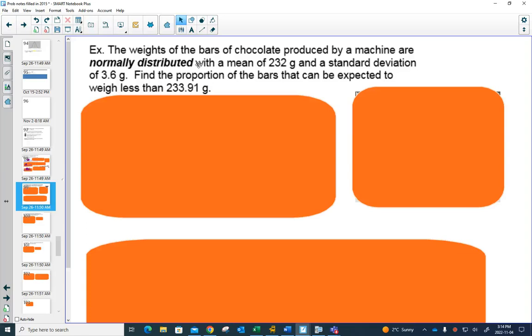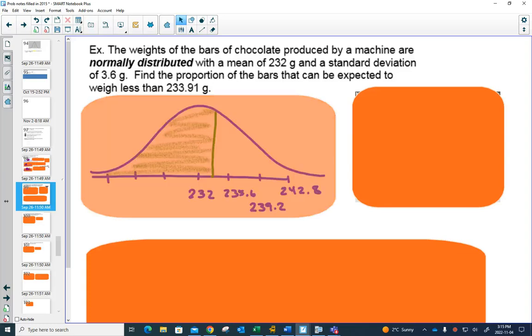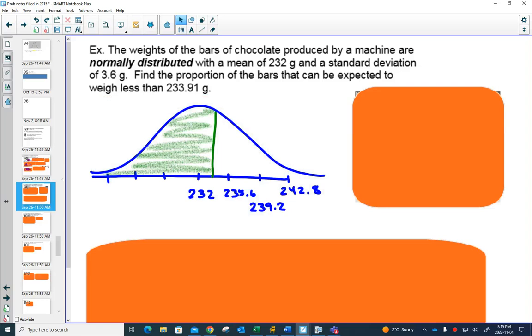The weights of bars of chocolate. Whoa, these are nice chocolate bars. The mean is 232 grams and the standard deviation is 3.6 grams. Find the proportion of bars that can be expected to weigh less than 233.91.